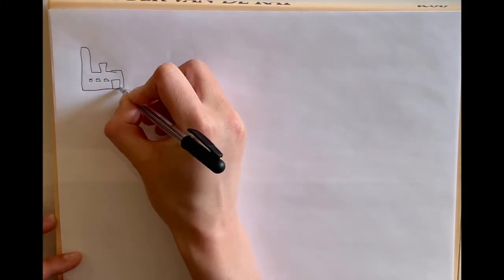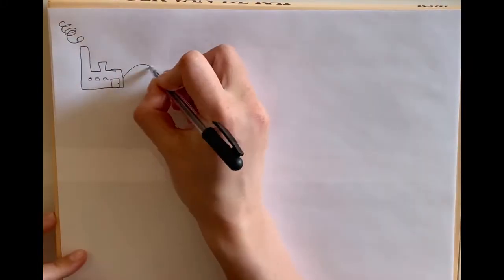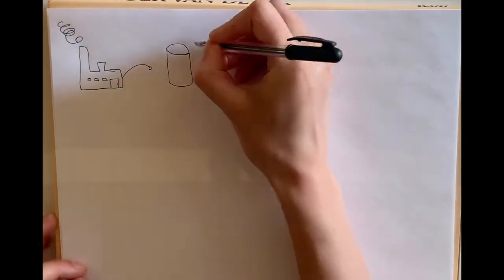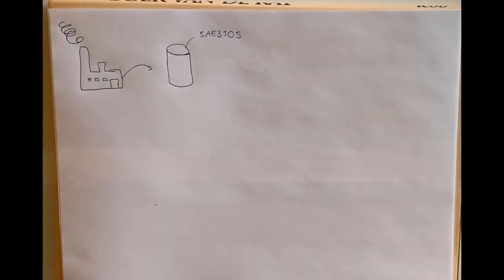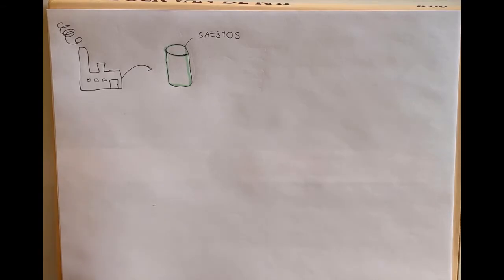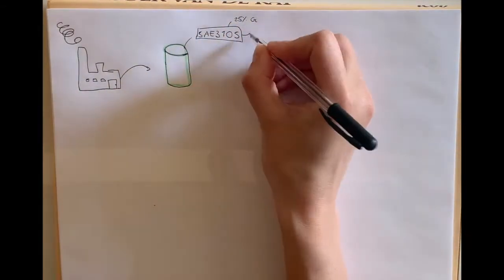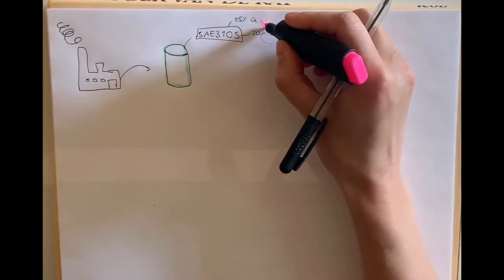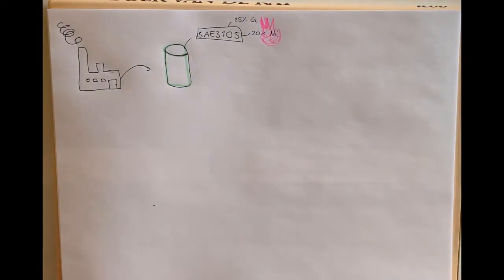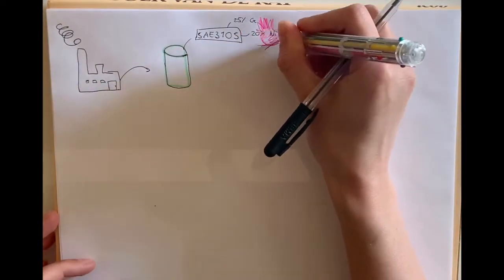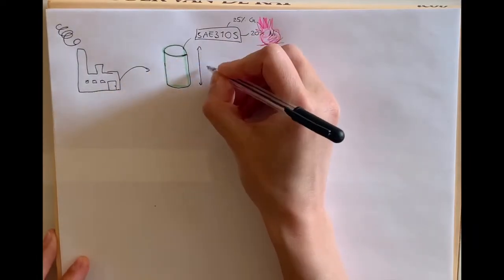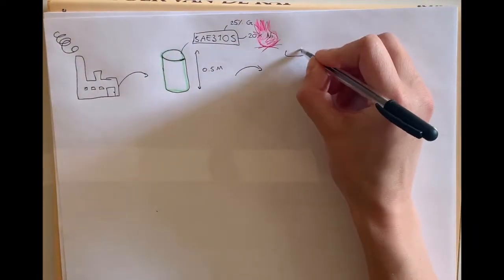A company produces cylinders, which are made out of a stainless steel called SAE310S. The steel should contain 25% of chromium and 20% of nickel. This steel is used in environments where the temperature gets high. The height and radius of the cylinders is 0.5 meters.